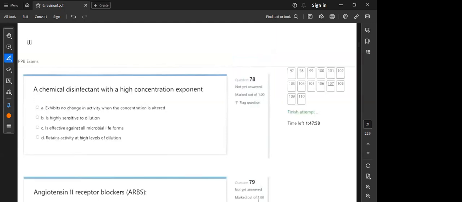A chemical disinfectant with a high concentration exponent exhibits no change in activity when concentration is altered, is highly sensitive to dilution, is effective against all microbial life forms, or retains activity at high levels of dilution. It's highly sensitive to dilution. What's the meaning of high concentration exponent? It just means it's highly concentrated.